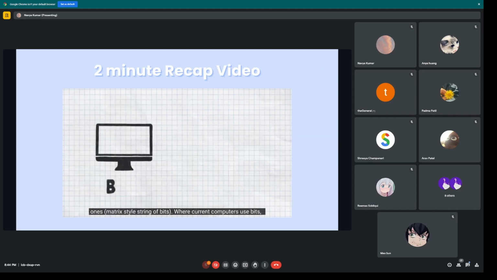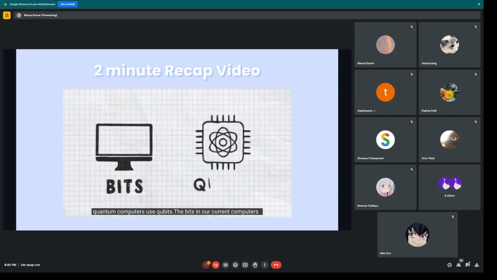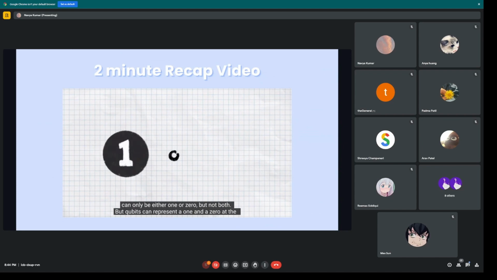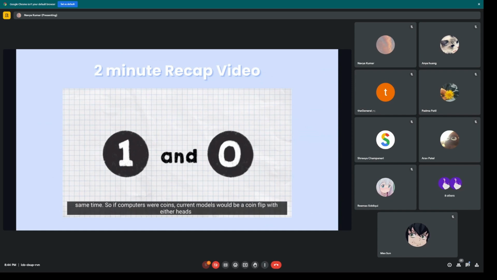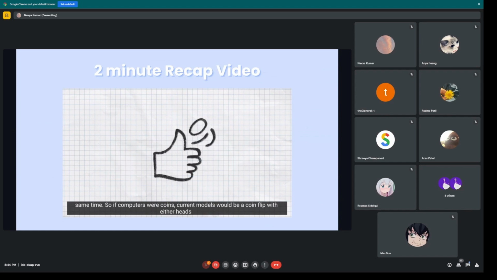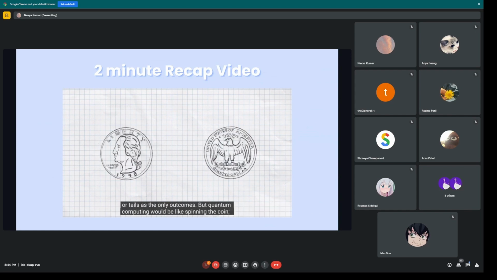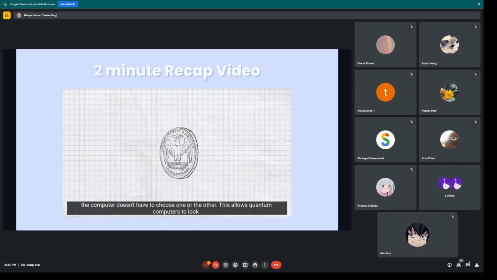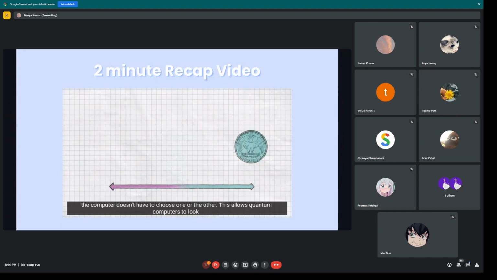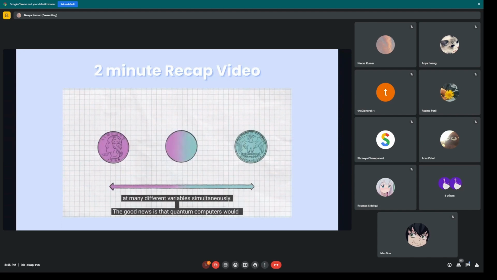Where current computers use bits, quantum computers use qubits. The bits in our current computers can only be either 1 or 0, but not both. But qubits can represent a 1 and a 0 at the same time. So if computers were coins, current models would be a coin flip, with either heads or tails as the only outcomes. But quantum computing would be like spinning the coin. The computer doesn't have to choose one or the other. This allows quantum computers to look at many different variables simultaneously.